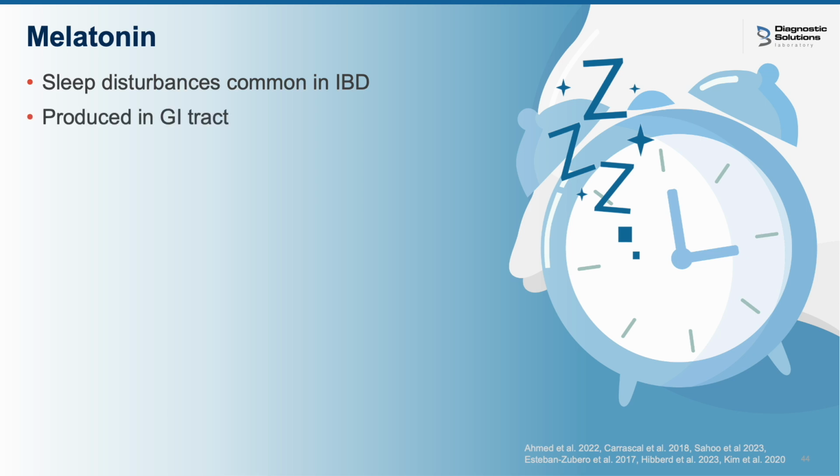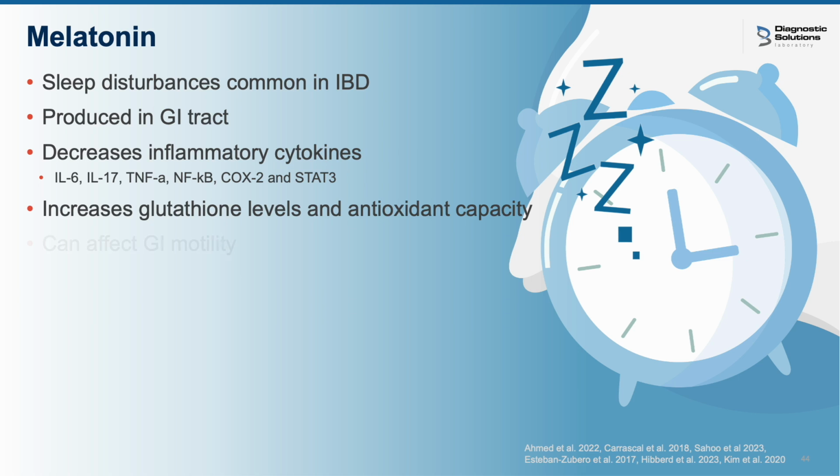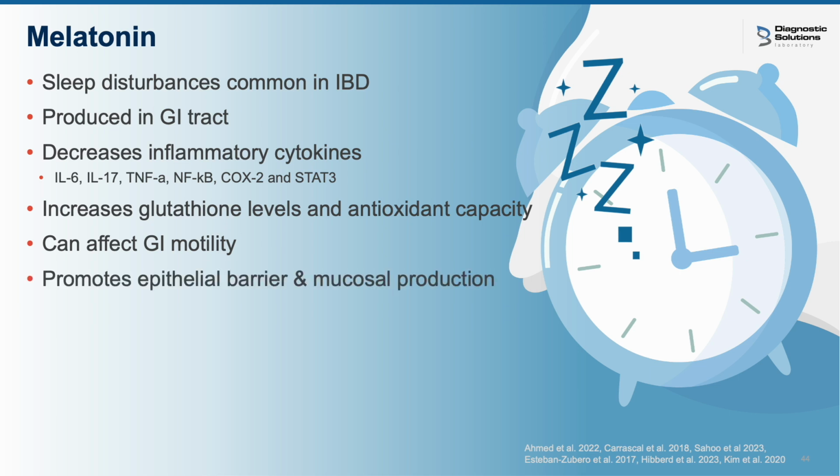A lot of melatonin is produced in the GI tract and acts locally. It will decrease our inflammatory cytokine production. It can increase glutathione and our antioxidant capacity, and can affect GI motility. So at certain doses, you'll see an increase in motility. At other doses, you'll see a decrease in motility. So it can be titrated depending on the needs of your patient. It'll promote the epithelial barrier function and mucosal production, and will skew towards a more anti-inflammatory microbiota composition.